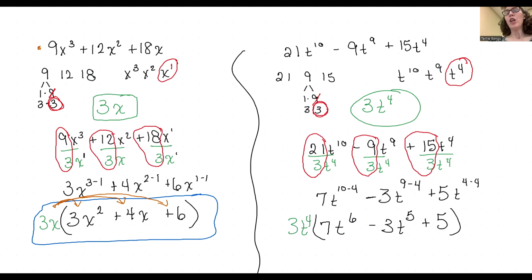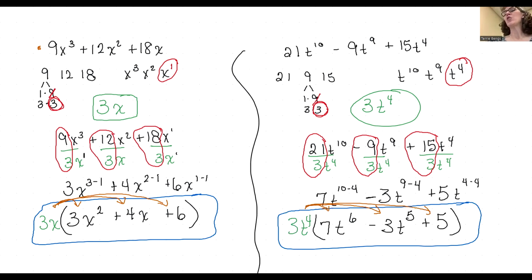Again, if you wanted to check yourself, you could do that distributive property and multiply that term outside the parentheses by each one inside the parentheses, and you should get that original answer that you started with.